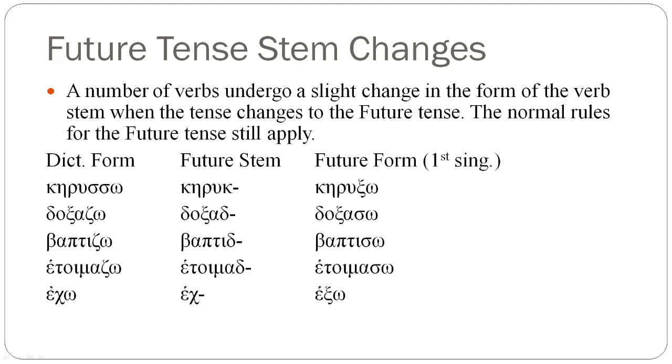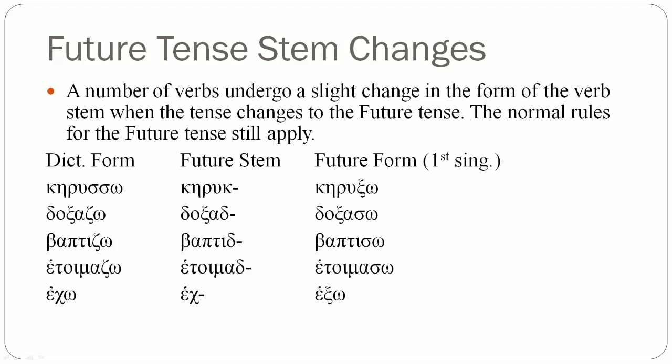When we go to the future, if you want to say I will proclaim, I will preach, you change that future stem from kappa, eta, rho, upsilon, sigma, sigma. Now we're going to change it to kappa, eta, rho, upsilon, kappa. Keruss in the present becomes keruk in the future. And kappa is one of the amalgamation letters, and so kappa plus sigma equals xi, so the future form of the first person singular is kerukso.